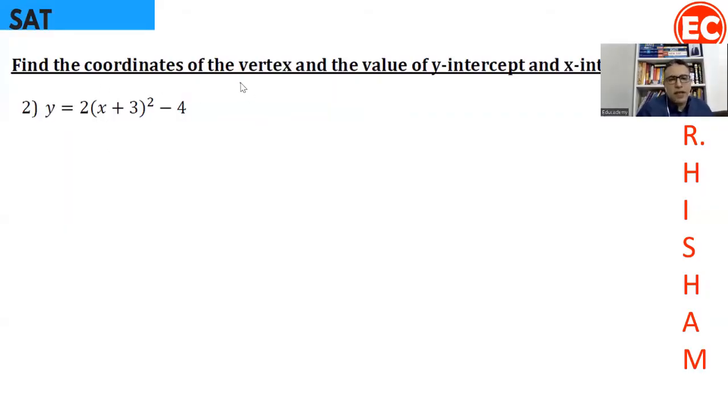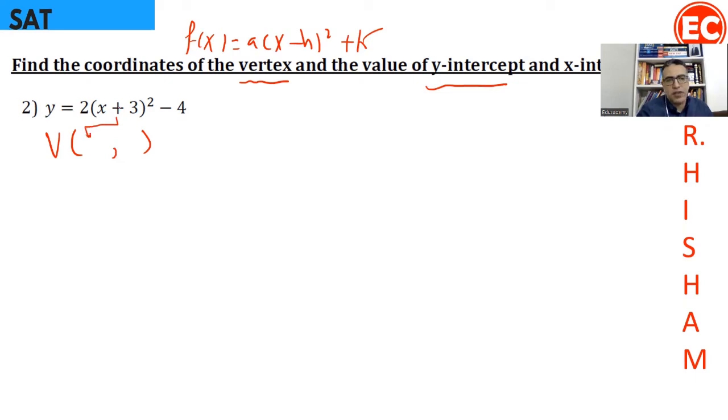As we can see, I'm asked about the vertex, the y-intercept and the x-intercepts of the given function. And as we can see, this is in the form f(x) equal to a(x minus h) squared plus k. So for the vertex directly, I'm going to change the sign of the number beside x, the 3. So it's going to be negative 3. And taking the number outside, which is negative 4. This parabola opens upward. Why does it open upward? Because a here is positive. So it has a minimum point.